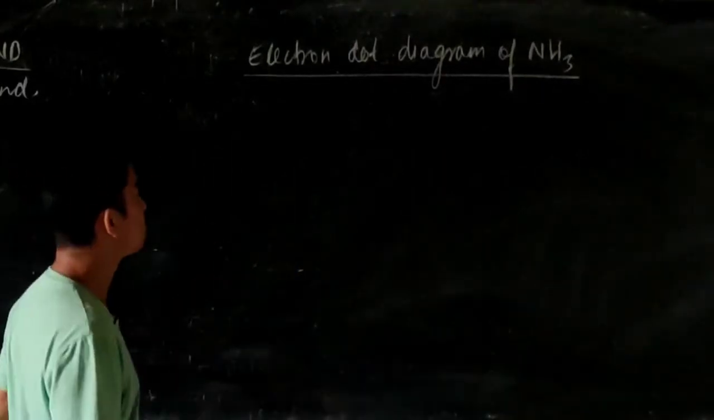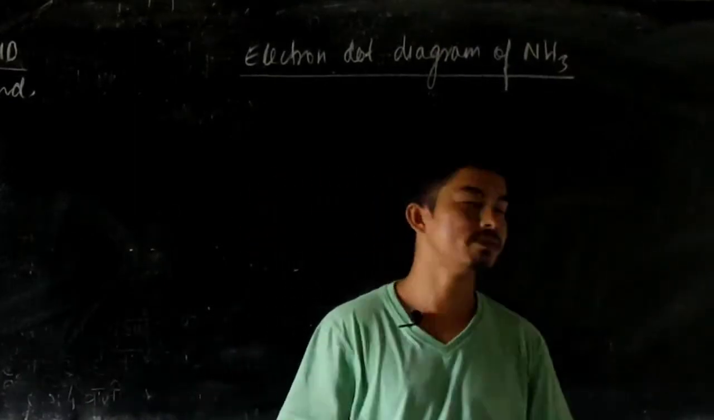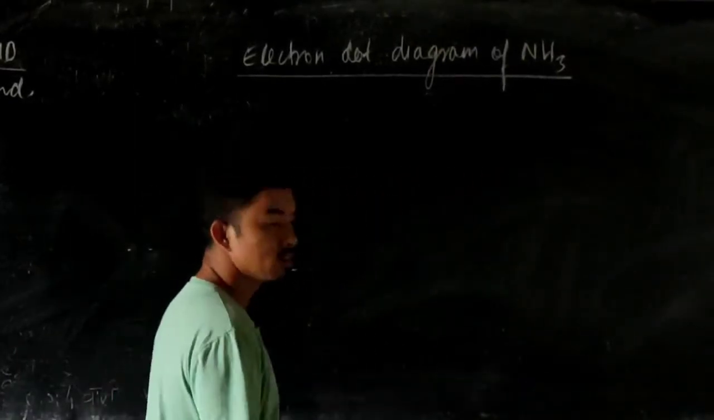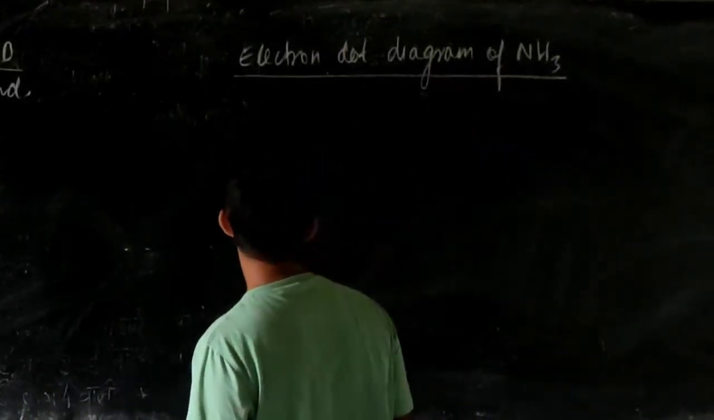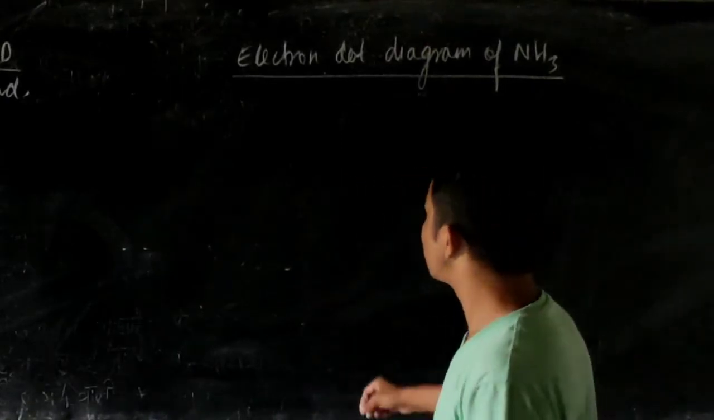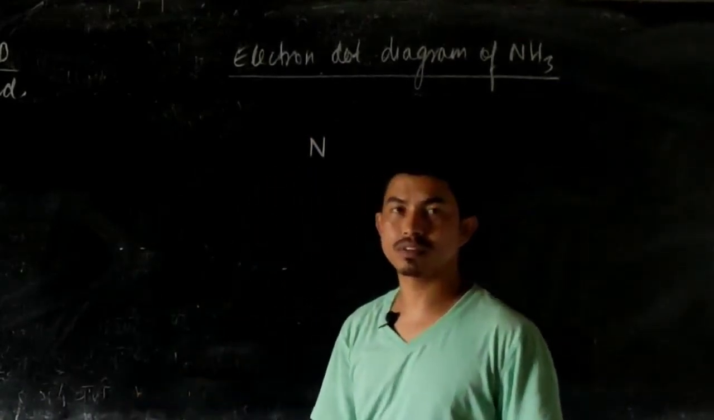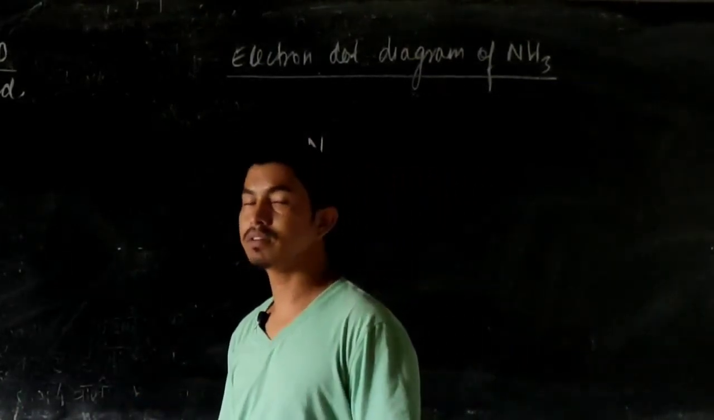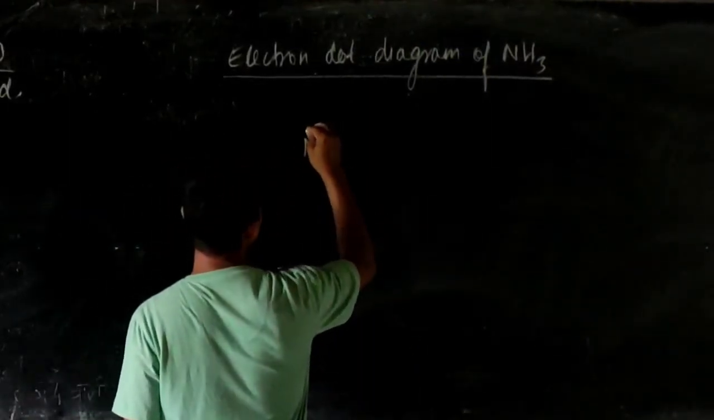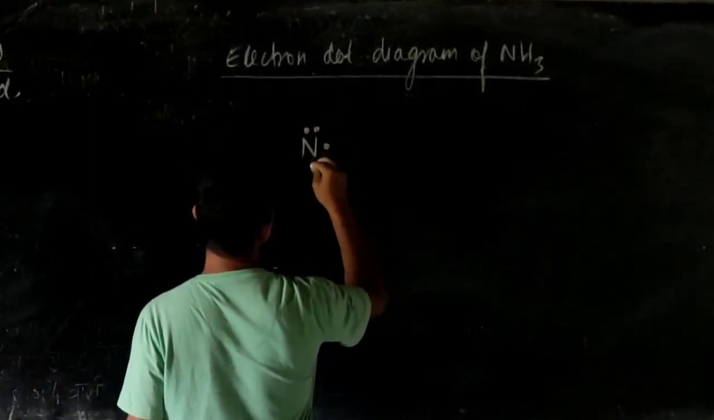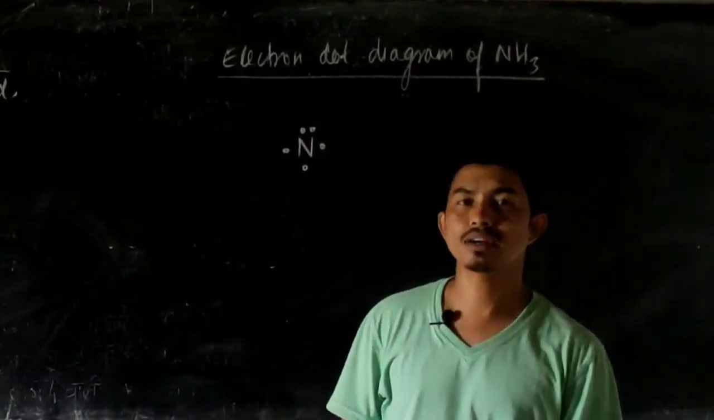Now let us learn how to draw the electron dot diagram for the formation of some covalent compounds. Here I have taken an example of ammonia. Let us study how ammonia is formed. Ammonia is formed by the combination of nitrogen and hydrogen. Nitrogen, since its atomic number is 7, has 5 electrons in its outermost shell: 1, 2, 3, 4 and 5. So in order to gain stability, it requires 3 more electrons.